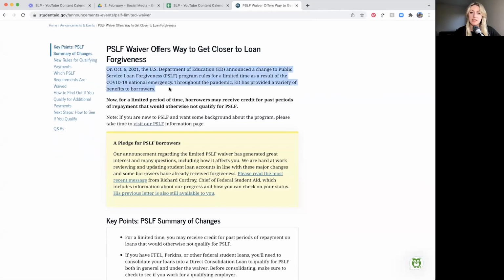So it's recent. This expires October 31st, 2022. So it expires. It is temporary. We can only take advantage of getting credit for these prior payments that were previously ineligible until October 31st, 2022. Then the normal rules will proceed going forward.